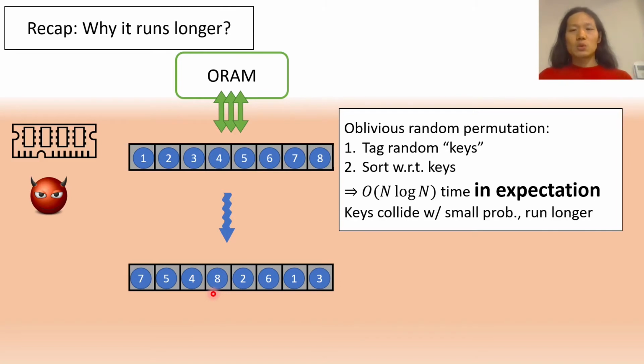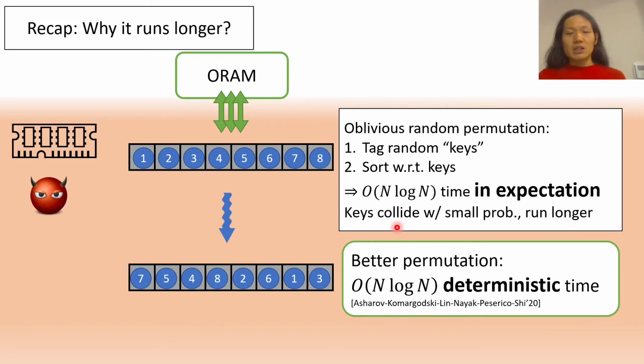Then accessing an element in the permuted array reveals no information about the accessed element. But we have to do this random permutation under the adversarial eyes. A standard way to do so is to sample random keys for all elements. Then we sort these elements using a sorting network with respect to these keys. So the keys and the elements are randomly permuted. In the case that these random keys collide with each other, we need to resample the random keys. And in this collision event, this random permutation can run longer.